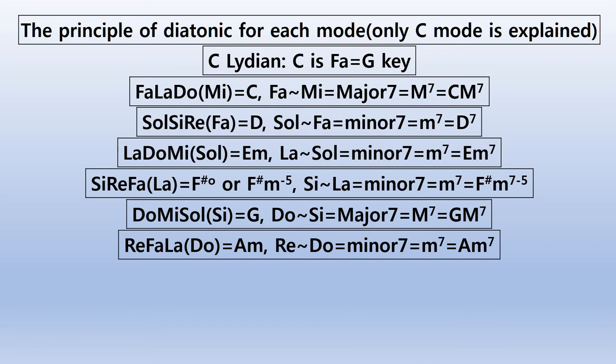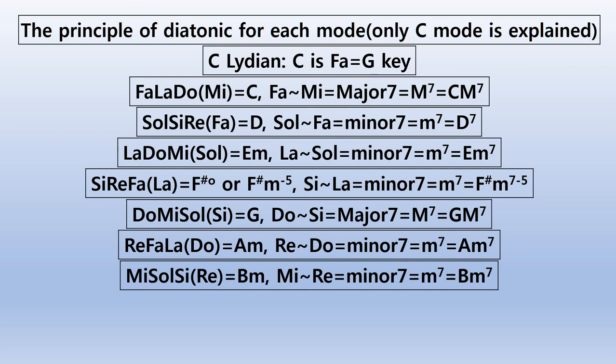The sixth La Pa La triad is in A minor, and the upper Do is a minor seventh from La, so La Pa La Do is in A minor 7. The seventh Mi So Si triad is in B minor, and the upper note La is a minor seventh from Mi, so Mi So Si La is in B minor 7.